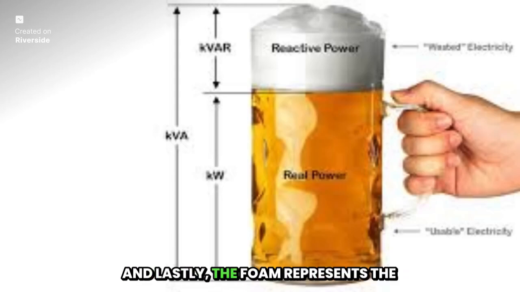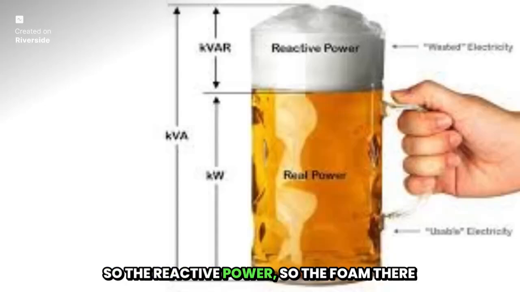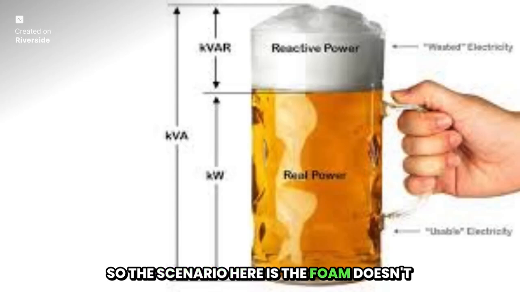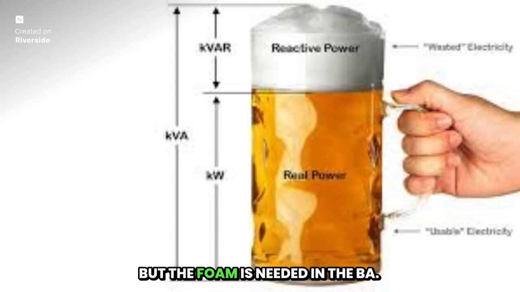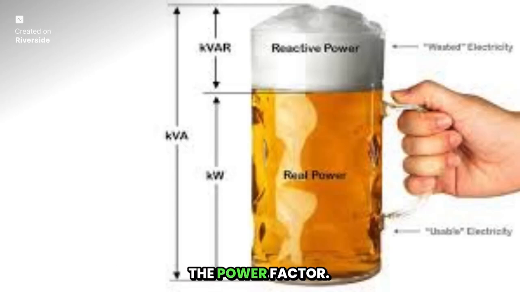And lastly, the foam represents the reactive power. The foam doesn't make you happy, but it comes with the beer. The scenario here is the foam doesn't give you the happiness, just as reactive power won't do the main work. But the foam is needed in the beer, just like how we need reactive power to make our apparent power. Also, in my next video, I'll be talking about the power factor.